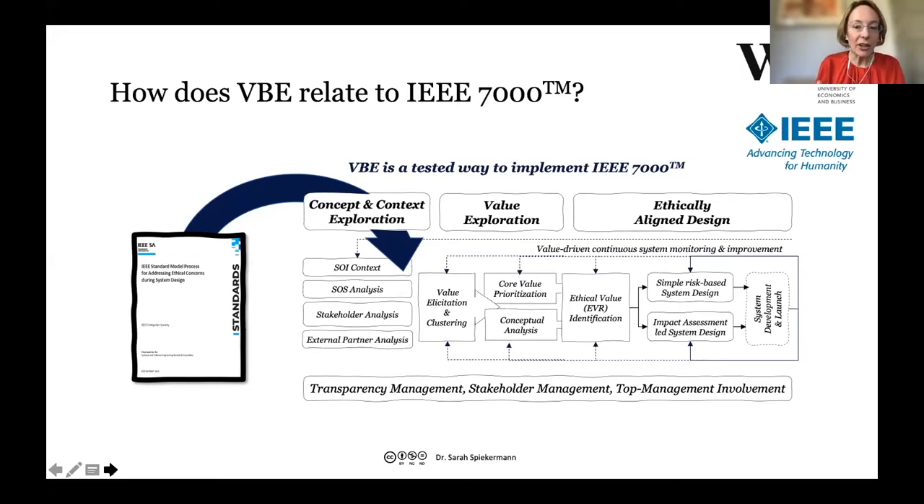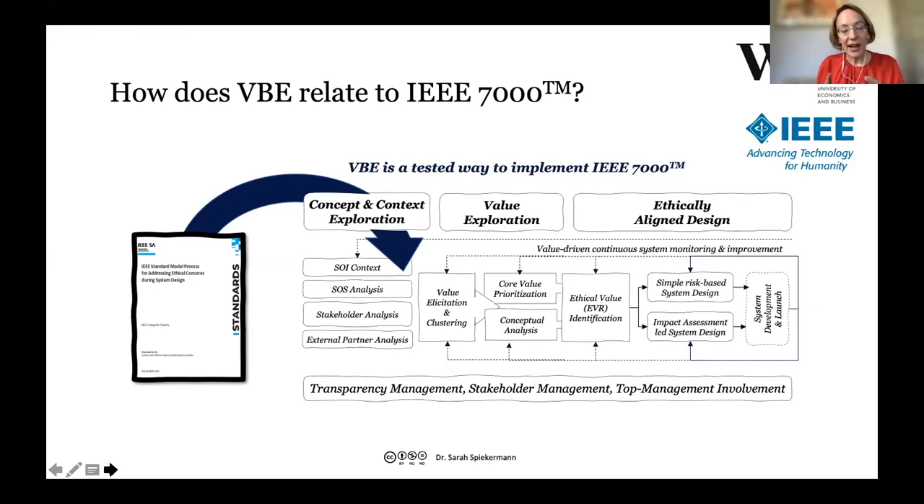You see here that value-based engineering with 7000 has three phases. The first one is concept and context exploration. The second is value exploration. And the third is an ethically aligned design.